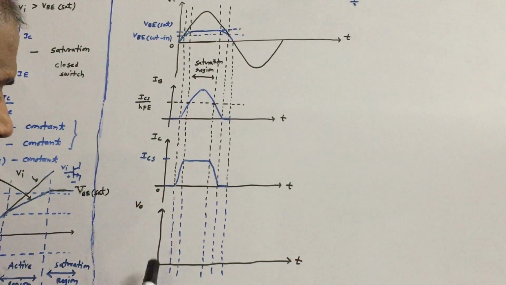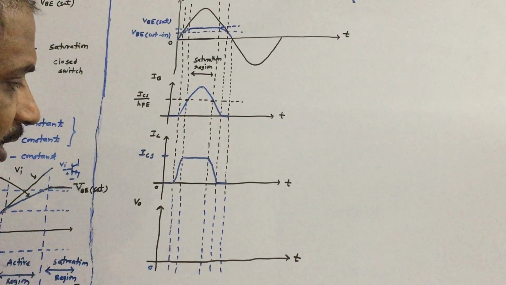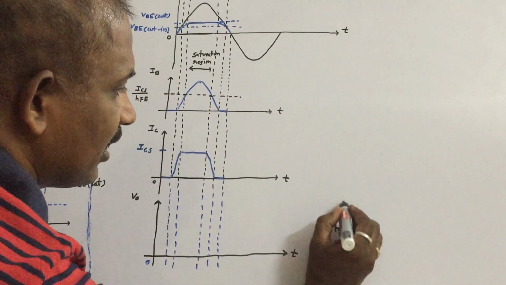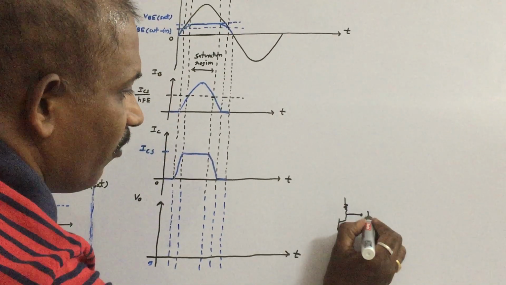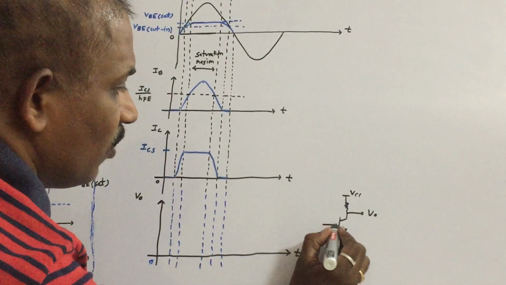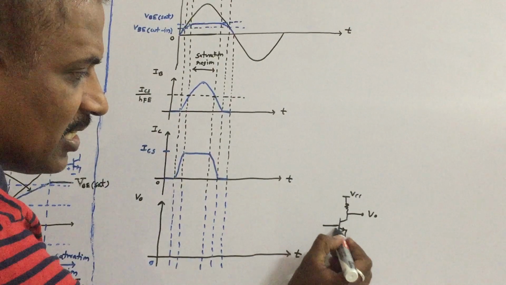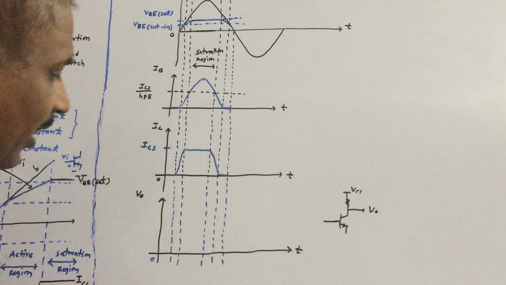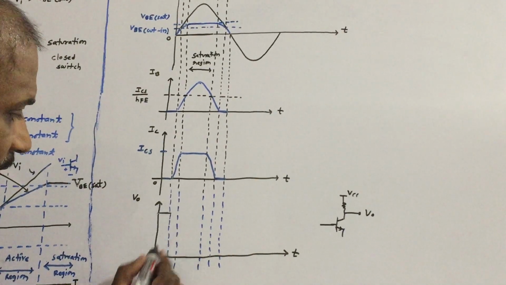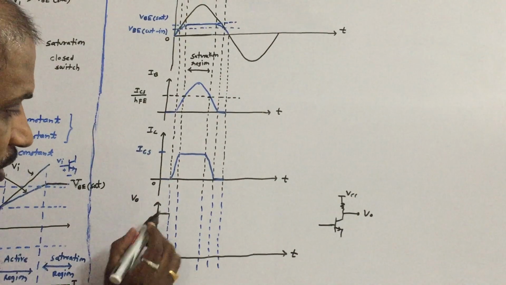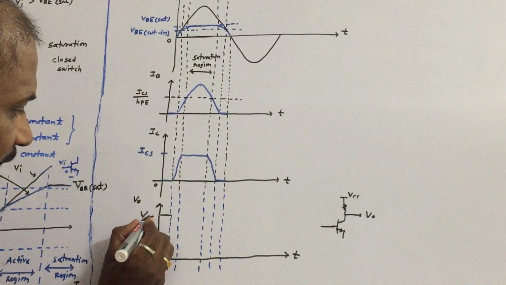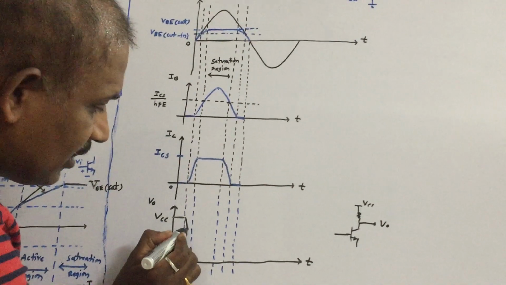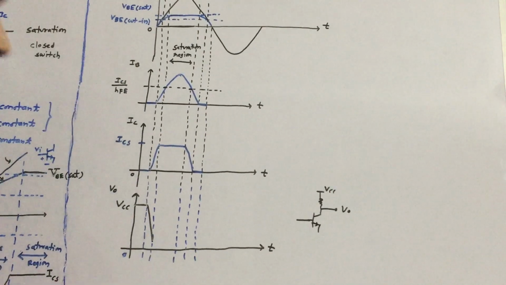When the base current is 0, what is our circuit? I am drawing it again. Our circuit is like this, and I want the output voltage, so this is VCC. When the base current is 0, the transistor acts as an off switch. Because it is off, V0 is directly connected to VCC. So during IB equal to 0, the transistor is off and the output voltage is equal to VCC. Then the output voltage will decrease like this.